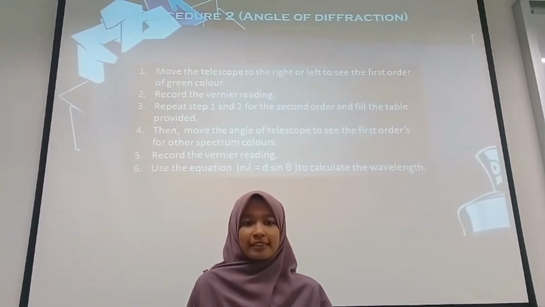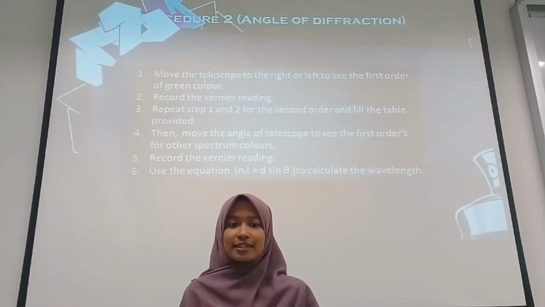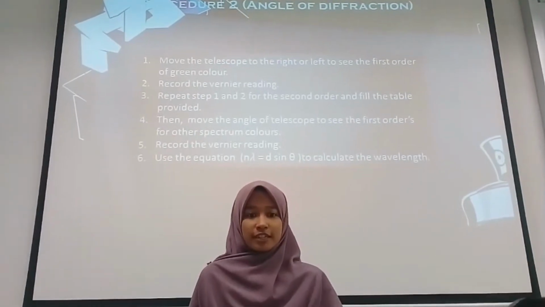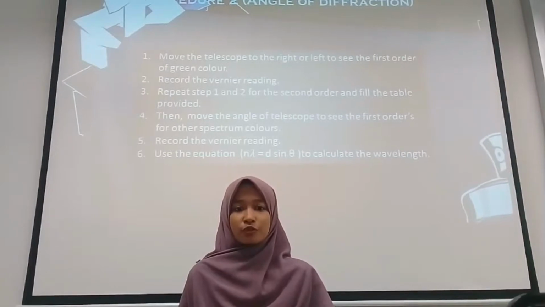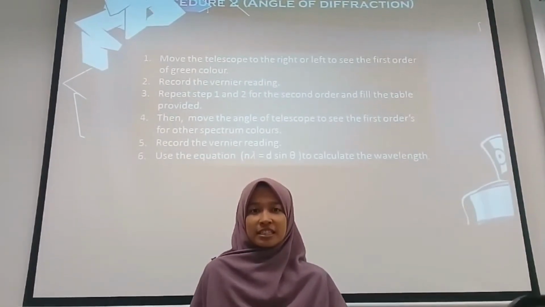Number 4, then move the angle of the telescope to see the first orders for other spectrum colors. And number 5, record the vernier reading. Lastly, use the equation n lambda equals d sine theta to calculate the wavelength. That's all.